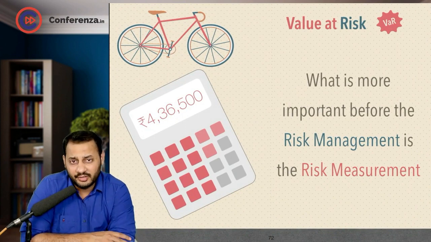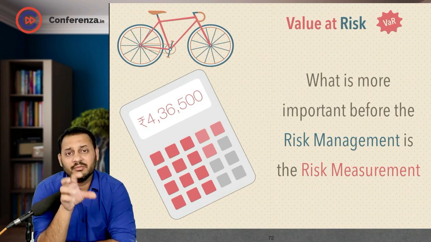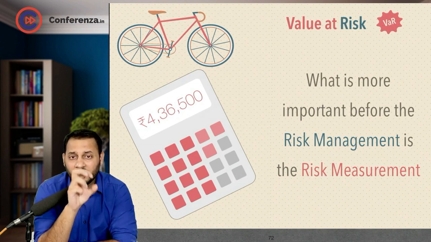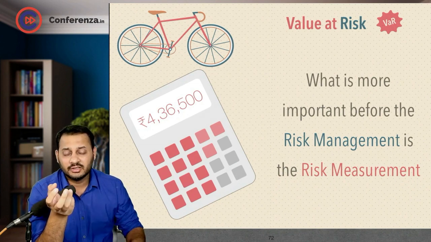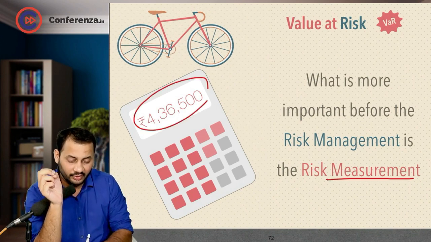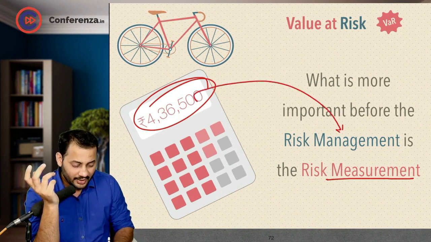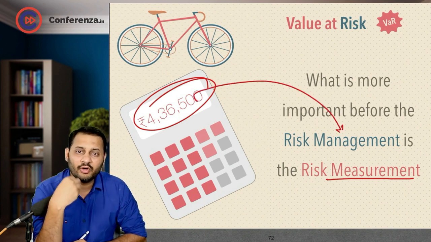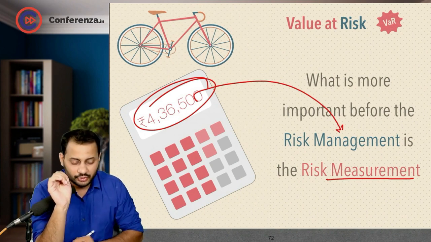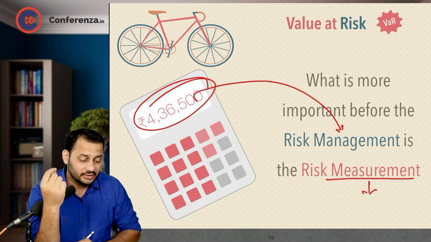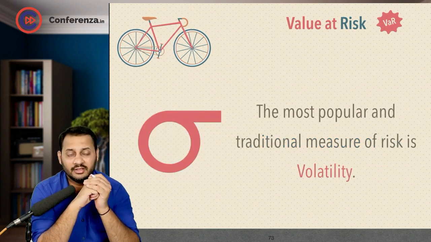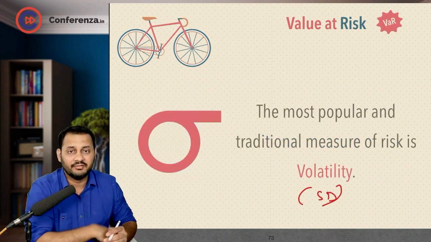What is more important in this chapter? The chapter's name is risk management, but before management of the risk, the more important part is to measure the risk. Before you know the amount of risk, how will you be able to manage the risk, right? So you need to quantify it before taking some action in order to reduce that risk. In the previous lecture we learned about risk measurement, that is volatility. In other terms, we used to call it standard deviation, sigma.